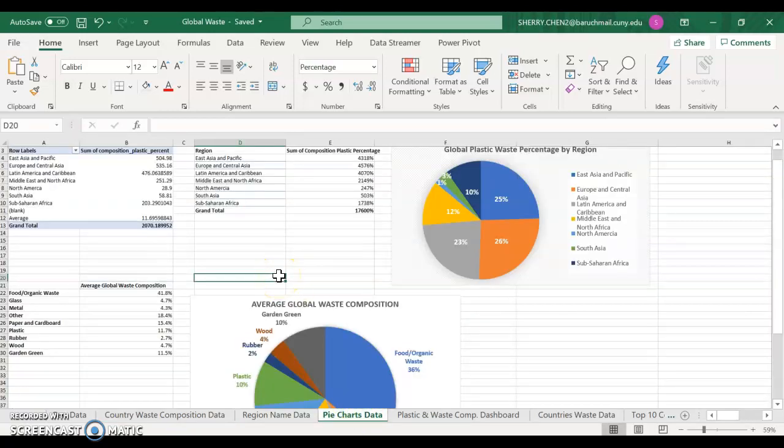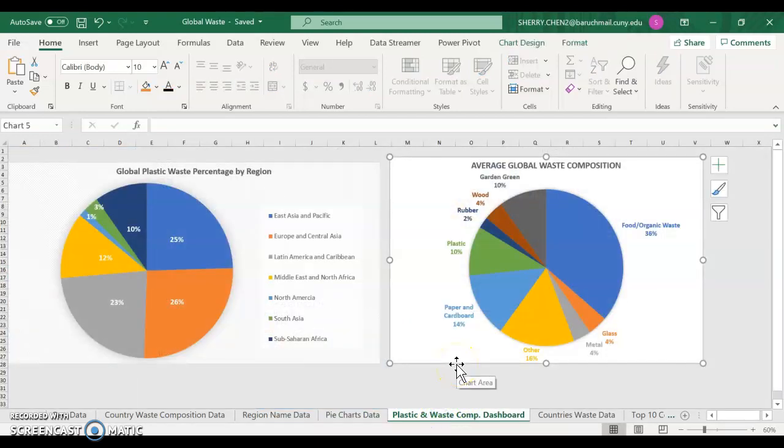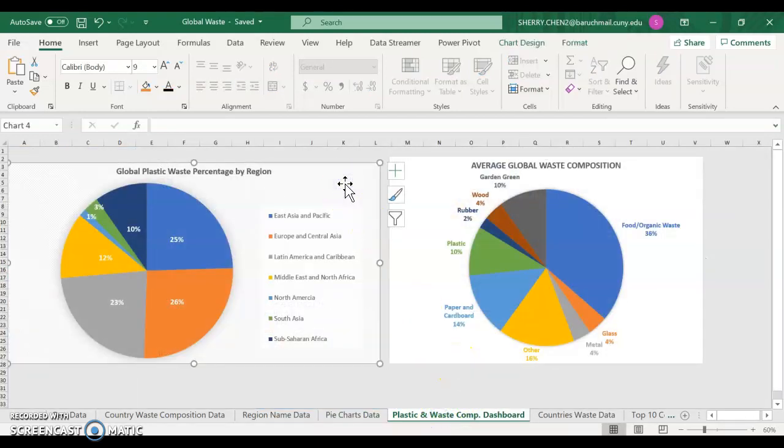First, to start off, I created a pivot table and created two pie charts that used pivot charts to visualize and interpret my information. First, in this pie chart, I showcased the global waste percentage by region.